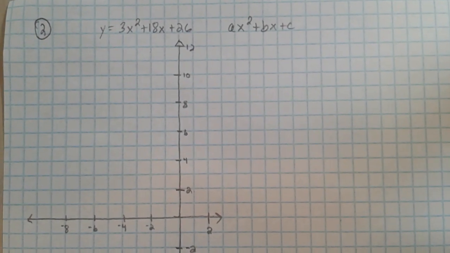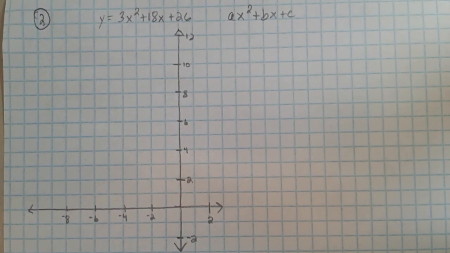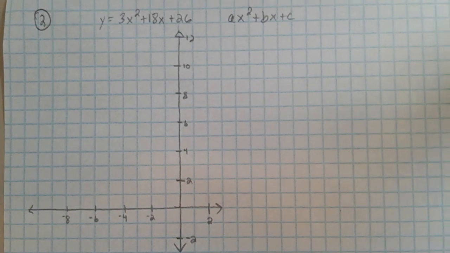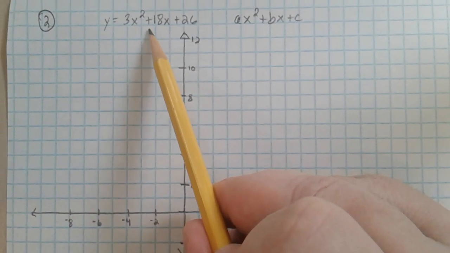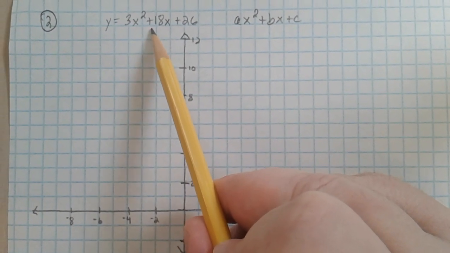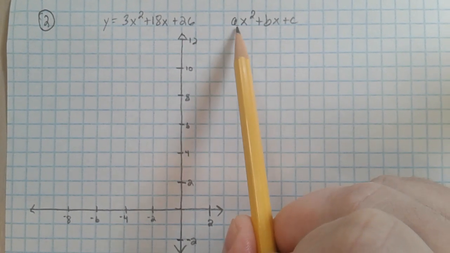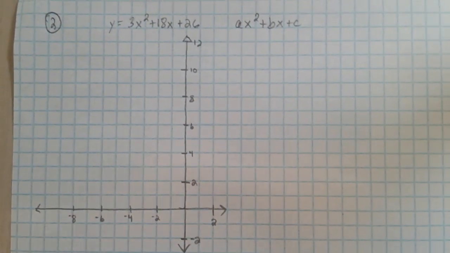Okay, here we go at number 2. We have y equals 3x squared plus 18x plus 26. So first we have to recognize what form this is in. Is this standard form or is this vertex form? Well, this is standard form. It's ax squared plus bx plus c.